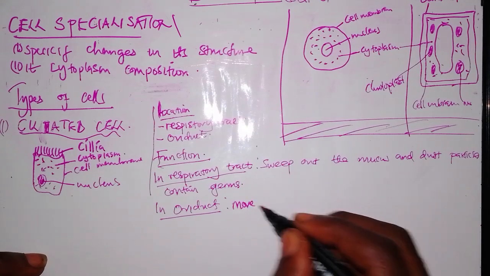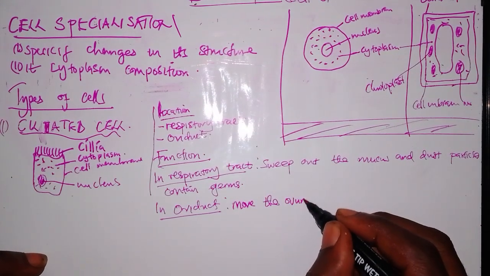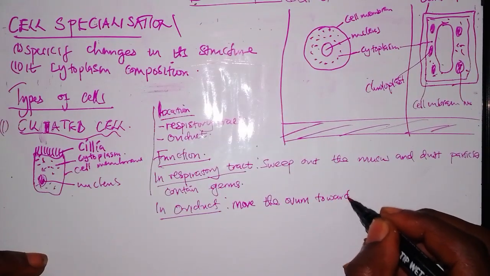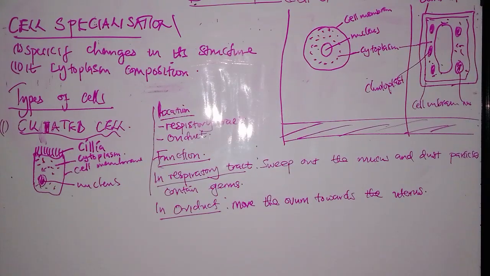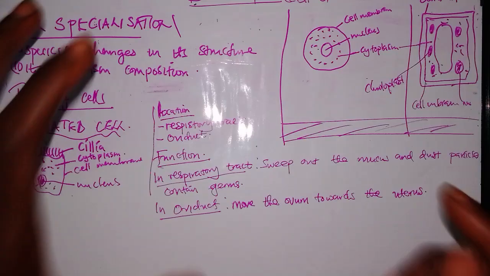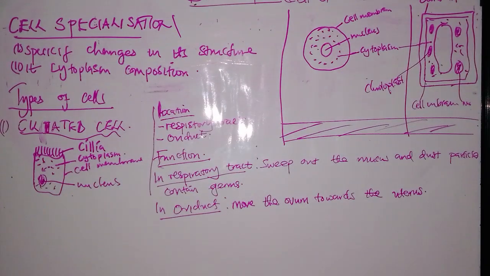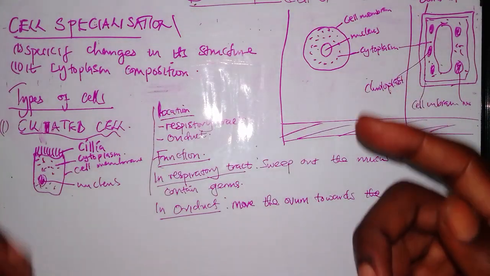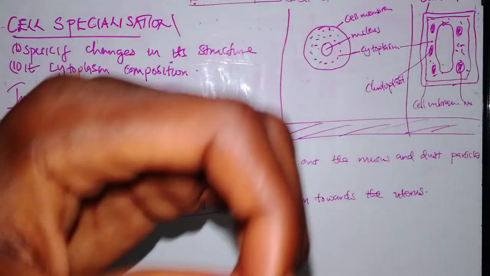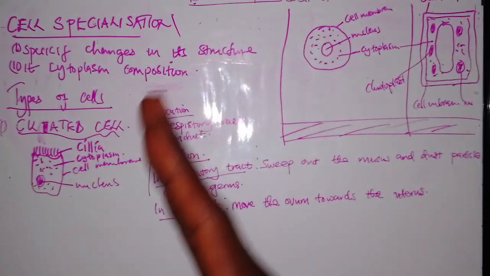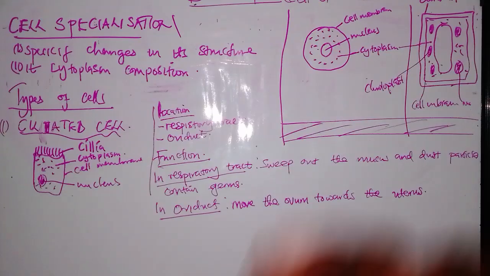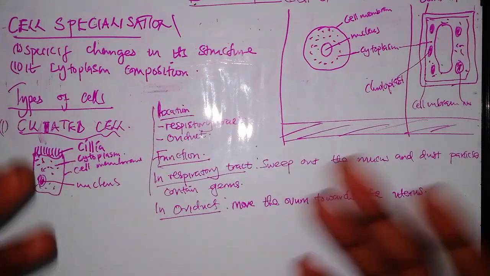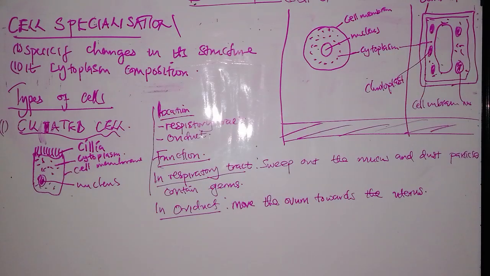We say that they move the ovum towards the uterus. So these are the functions, location, and the changes which have been added to the animal cell, and it has changed from being an animal cell to being called a ciliated cell. So there is nothing complicated here. Whenever you see a ciliated cell, just know that this is an animal cell which has undergone what? Changes.